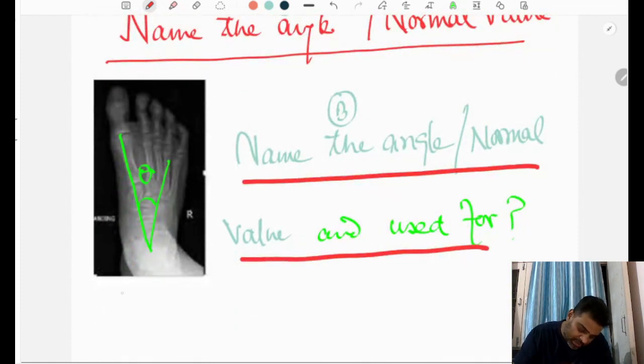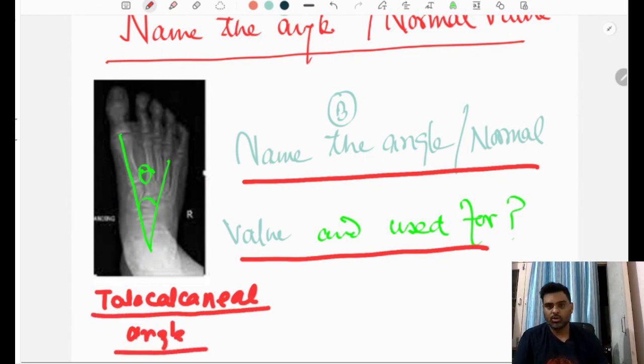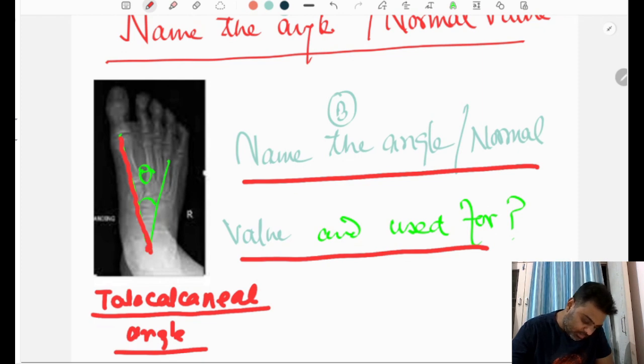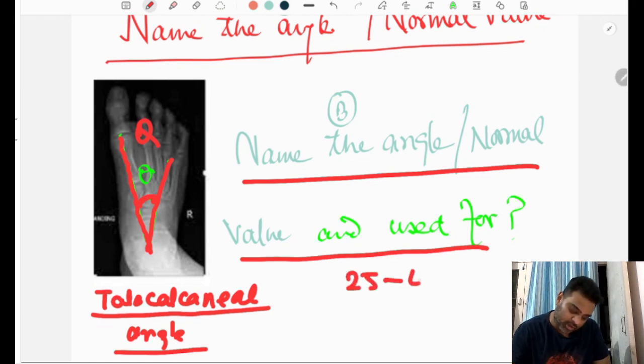This is the talocalcaneal angle, which is used for foot varus or foot valgus. So how will you do it? You will put one line from the talus to the first metatarsal and a second line from the talus to the base of the fourth metatarsal, and this is the angle between them. The normal value is 25 to 40 degrees.